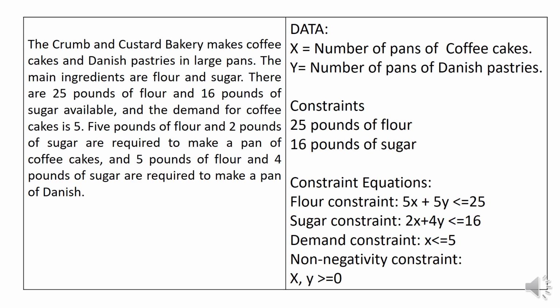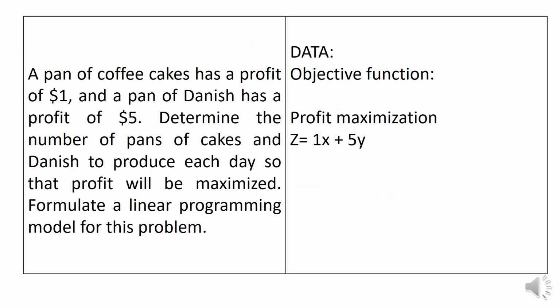So we are done with the three constraints, and a non-negativity constraint must also be there. Without the non-negativity constraint, we cannot justify the decision variable, because decision variables tell us that the quantity can never be negative. There needs to be some quantity so that we can minimize the cost or maximize the profit.